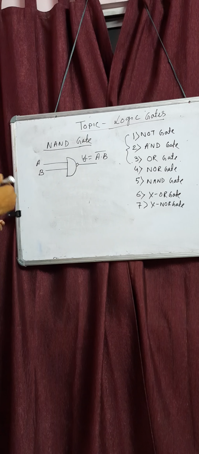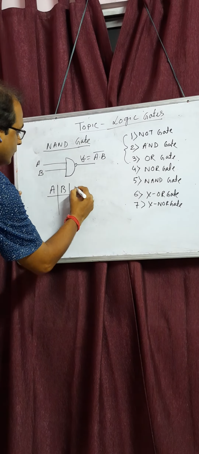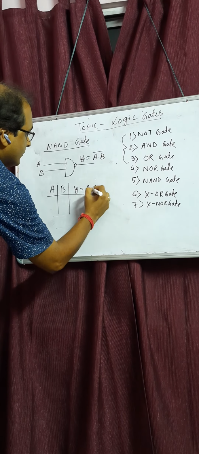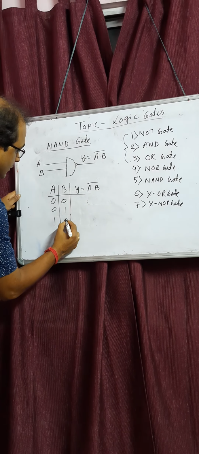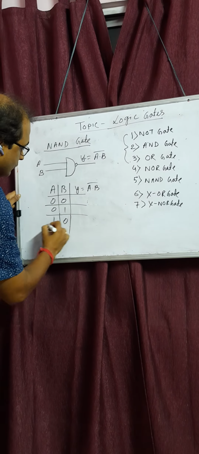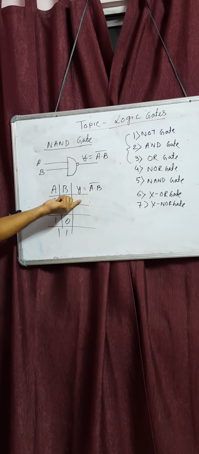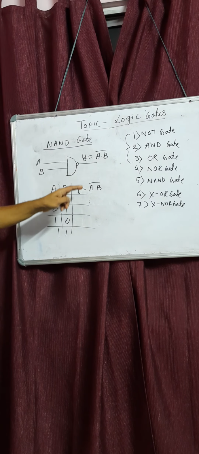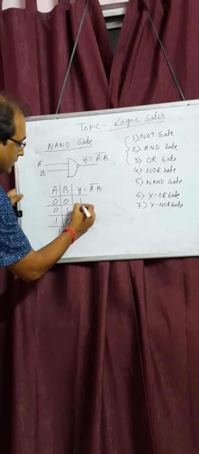Now again two inputs are there, A, B. So possible combinations are also 4. Y is equal to AB complement, that is the output. So for these two inputs, possible combinations are 0 0, 0 1, 1 0 and 1 1. When you apply 0 0, in case of AND gate it is 0, but when you are using the NAND gate, the output is 0 its complement. That means we are getting 1 over here.